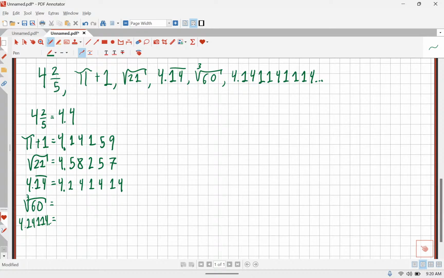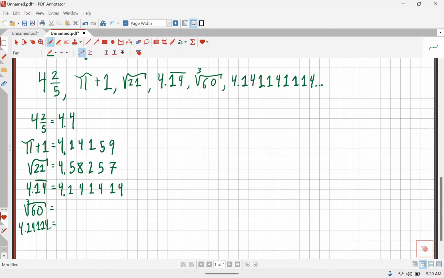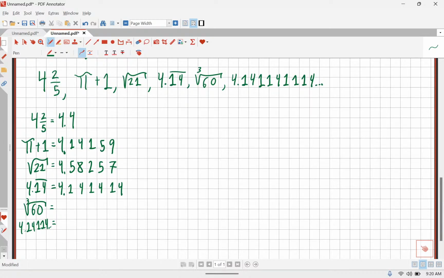Okay, really, let's just check in. Which of these is the smallest so far? We know it's not 4 2/5. So what's a smaller bit, pi plus 1 or the square root of 21? Pi plus 1, because it's 4 versus 4 or 1 versus 5. What's a smaller bit, pi plus 1 or 4.14 repeating? Very good, because it's the same all the way until you get to this 4.